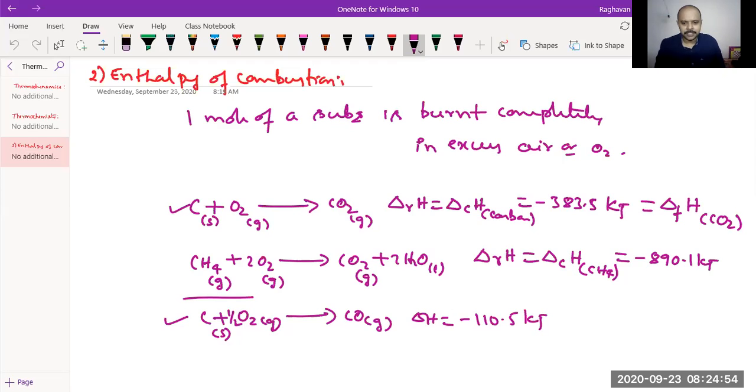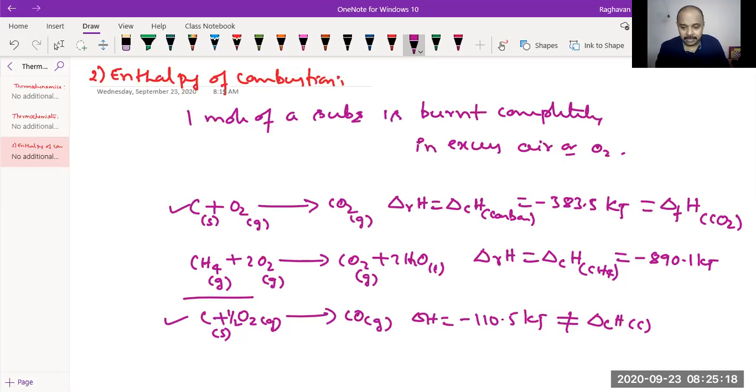My question is, shall I consider this value minus 110.5 as enthalpy of combustion of carbon or not? No, sir. Why? Incomplete, restricted amount. What is the definition? The definition is burnt completely in excess air or oxygen. So this cannot be equal to enthalpy of combustion of carbon. So people have to know.